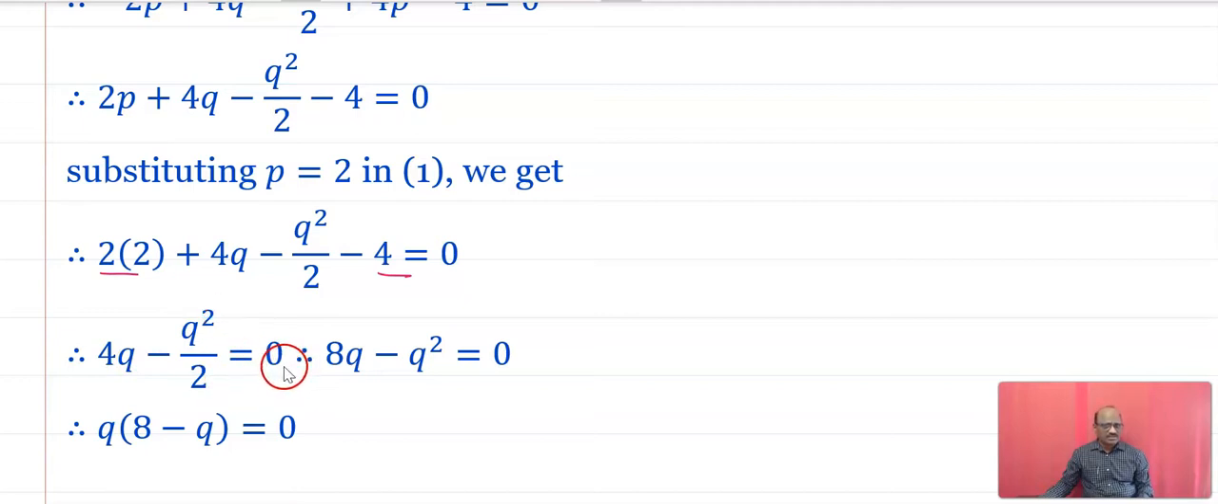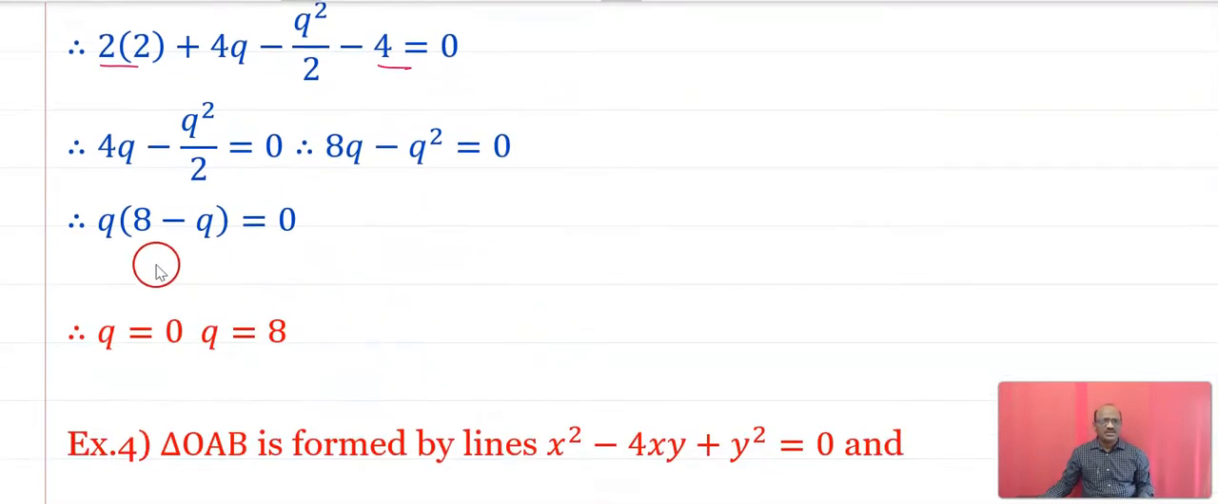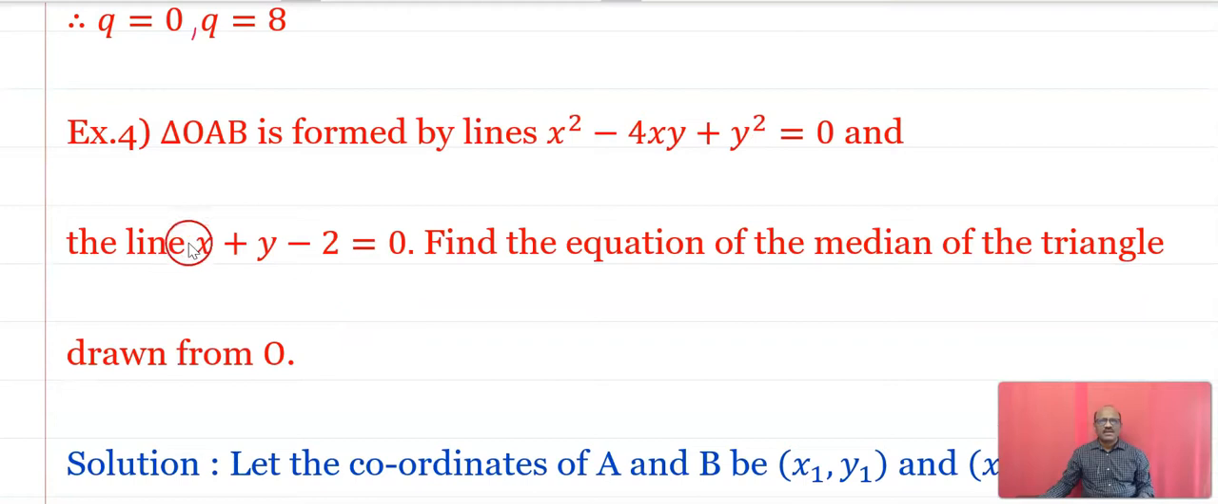And again if you simplify it, if you multiply 2 on both sides, then you will get 8q minus q square equals 0. If you take q as common, then in bracket you will get q in bracket 8 minus q equals 0. And that's why q equals 0 or q equals 8. Okay. Next problem.